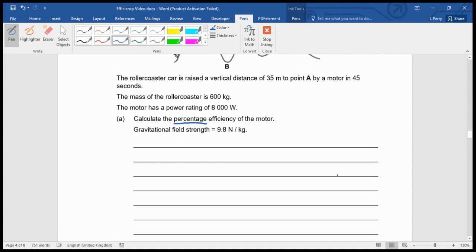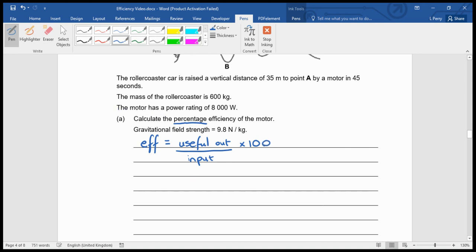So again, I'm going to write the equation I know I'm going to need. I'm being asked to work out efficiency, so I write my efficiency equation. Efficiency equals useful out divided by input. Still just writing down my brief version of the equation. And I know I'm going to want percentage efficiency, so I'm going to times by 100.